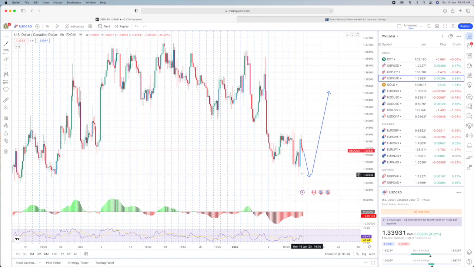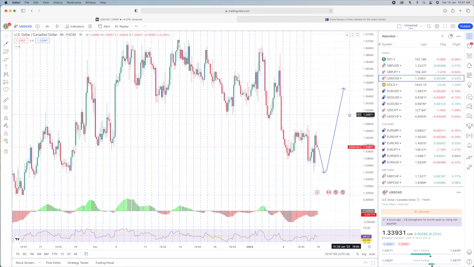So one more down to take the liquidity out and then shoot back up. Okay, so I will be looking for this up move next week. This will be a decent 150 pips, 200 pips move. So I'll be looking for this opportunity.